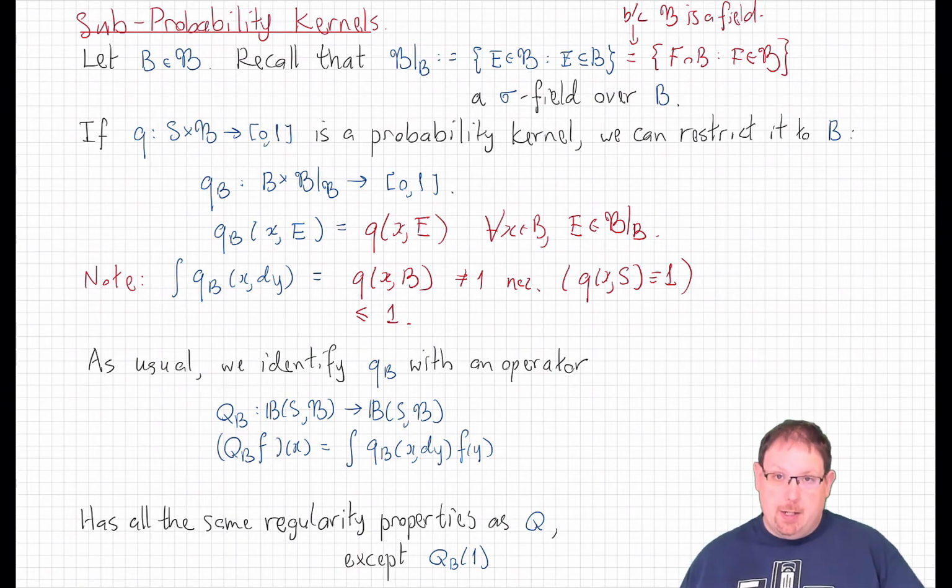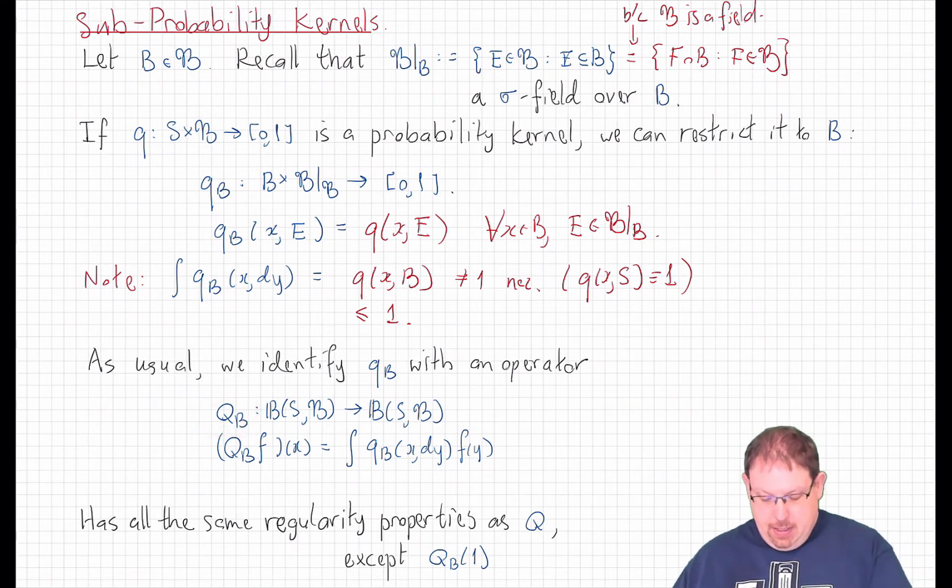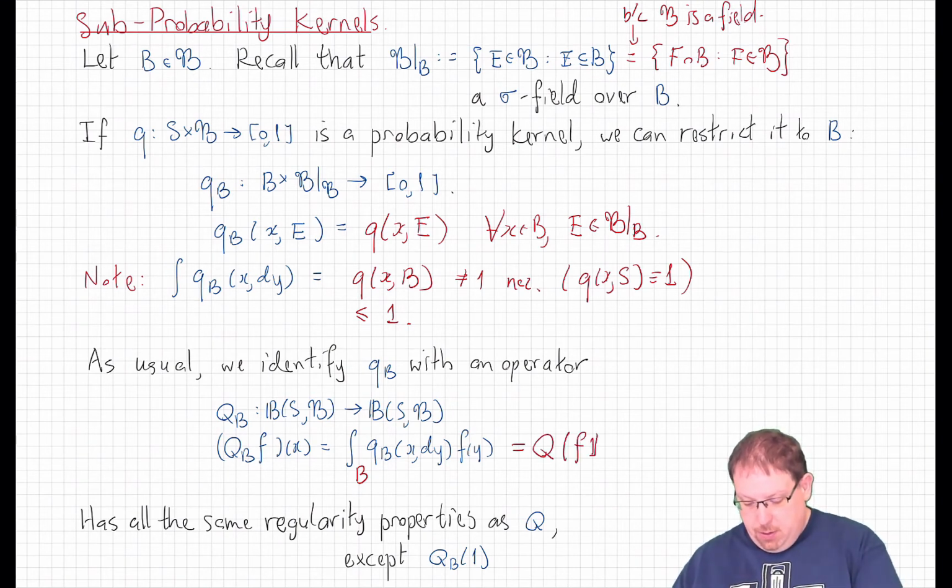That's a sub-probability kernel. Now, if we have a sub-probability kernel like this, we can, as usual, identify it with an integral operator on the space of bounded functions on the original measure space. That is, we have capital Q sub B is an operator here, which does exactly what the old one did, except we're integrating with respect to the restricted kernel. And the restricted kernel is only defined on the set B, so this is an integral over B. In other words, we could write this just as the original transition operator Q applied not to the function f, but to the restricted function f times the indicator of B.